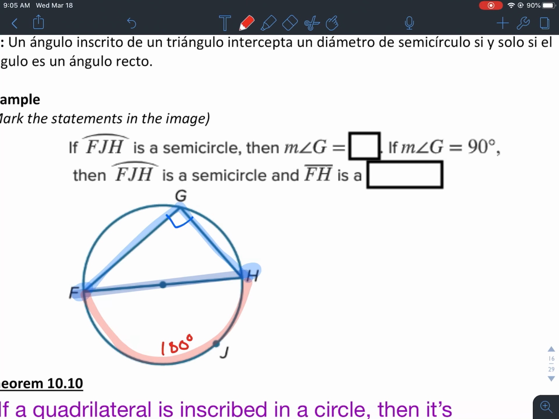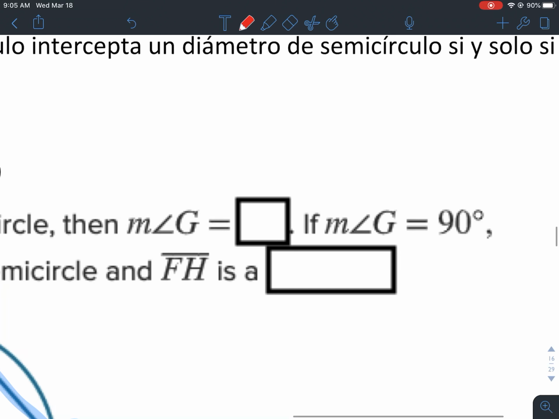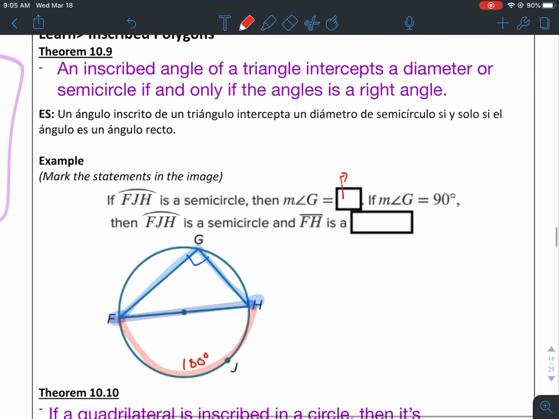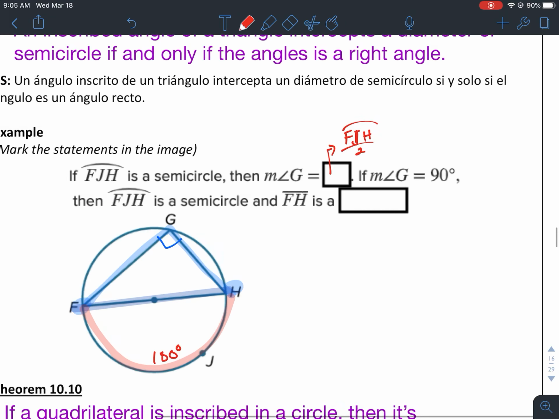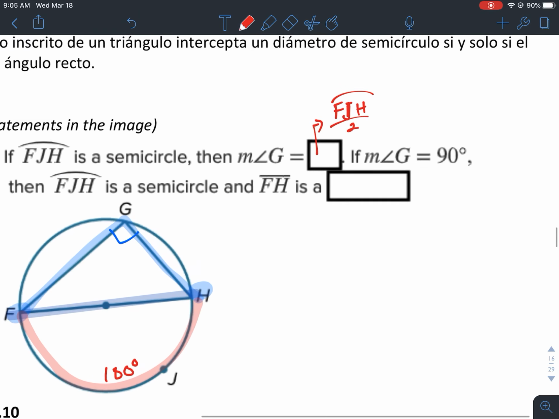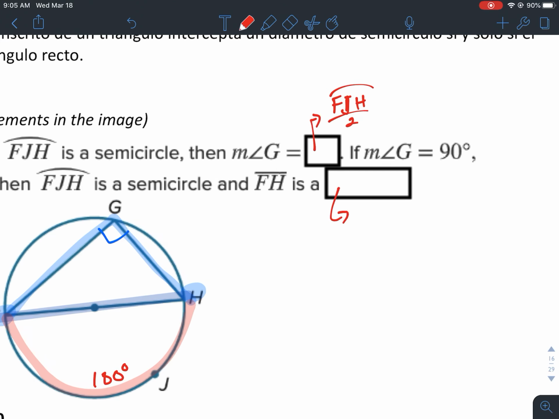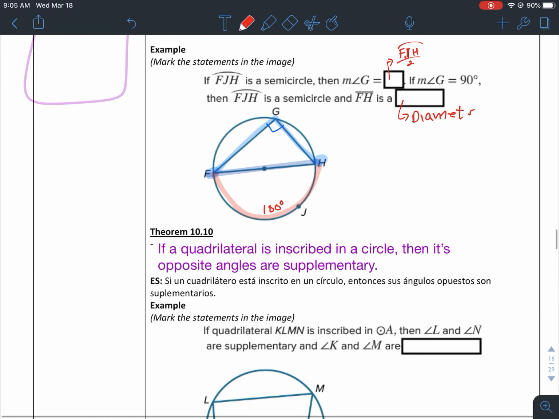All right. So angle G is going to be half the arc FJH, so FJH divided by 2, right? That's what the measure of angle G would be, which is in this case 90, and FH is the diameter if this is a scenario. Alright, so that's theorem 10.9.